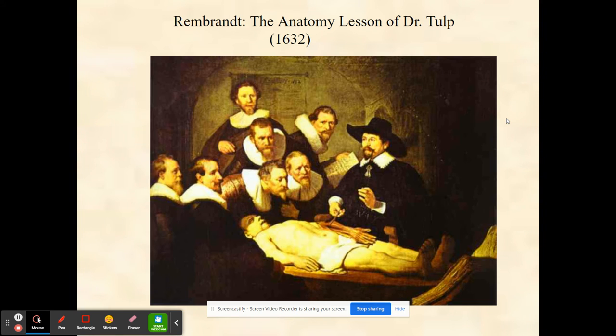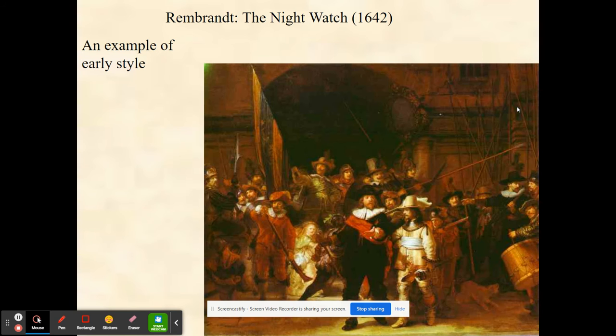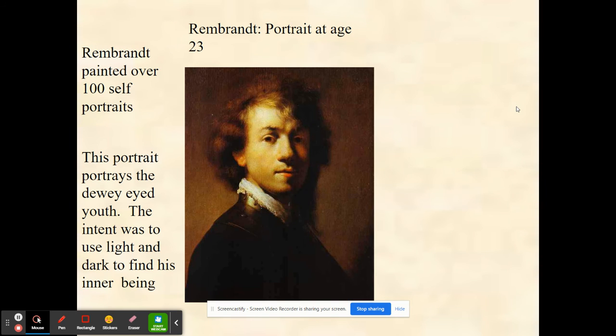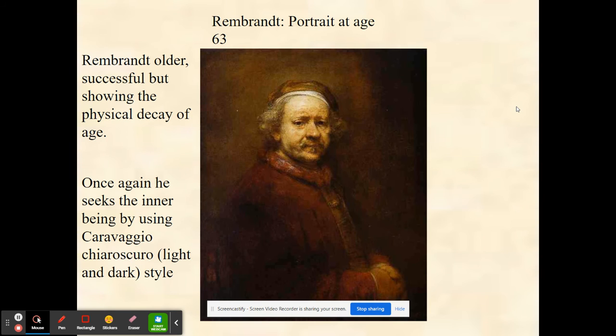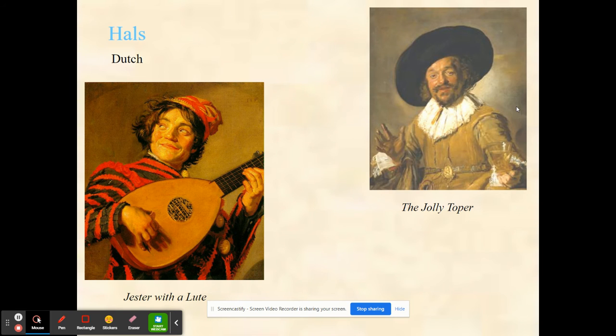So down in Italy, we see the Catholic Church is the main patron, and this is part of the Counter-Reformation. In France, this is part of the absolute monarchs. For the Dutch, it's the wealthy patrons, the wealthy merchants that are doing this. So it fits into all these different areas. Here's the Night Watch, one of his most famous paintings. This is Rembrandt at 23. This is Rembrandt at 63. Again, painting of himself, and normal everyday lives.